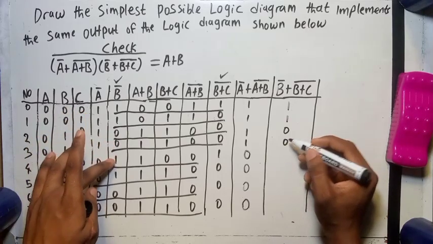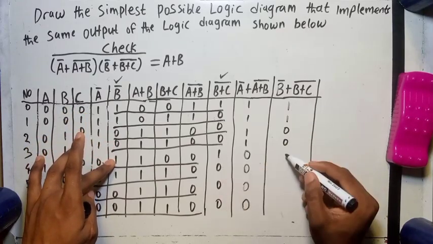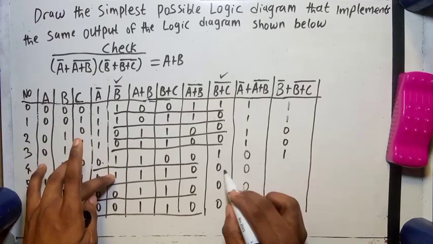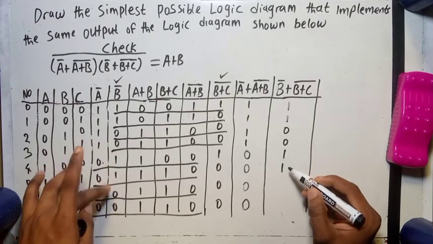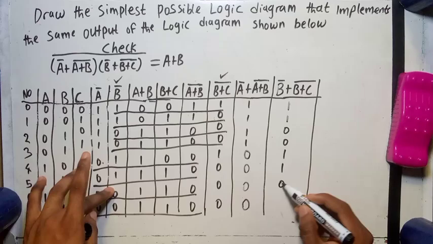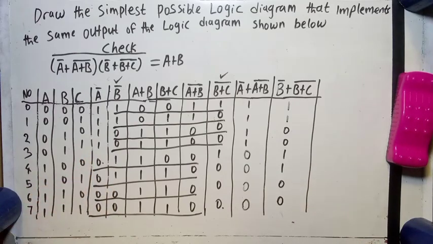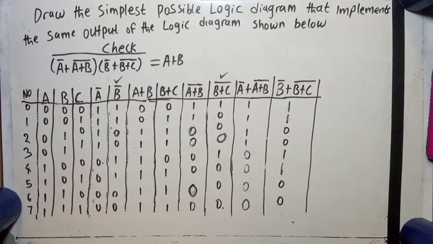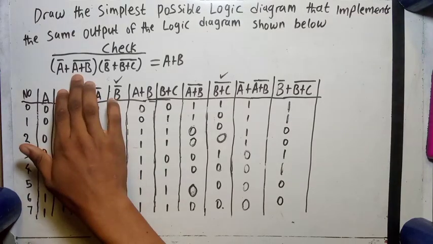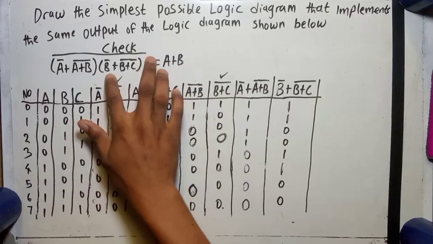I move over to the next one. 1 plus 1, you have what? 1. 1 plus 0, you have what? 1. 0 plus 0, we have what? 0. And 0 plus another 0, we are having what? 0. Right? Okay. So we have succeeded in getting what this bracket is and what this other bracket is.